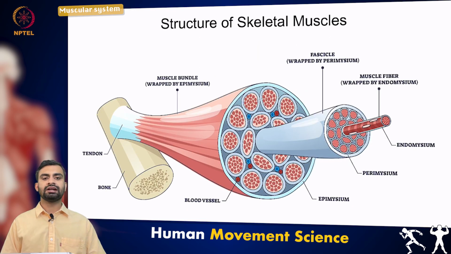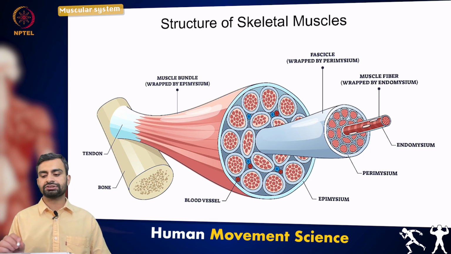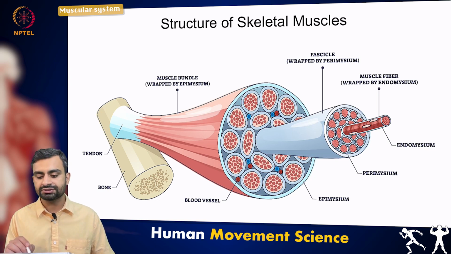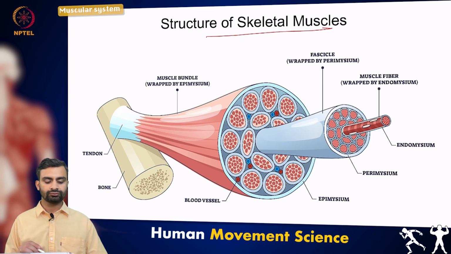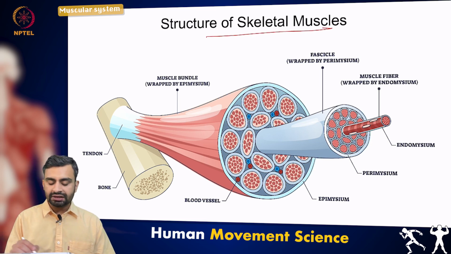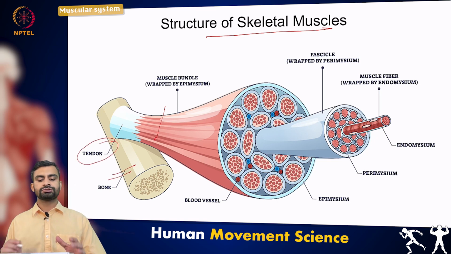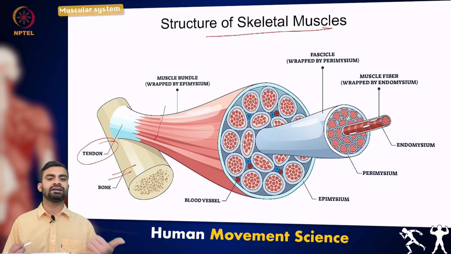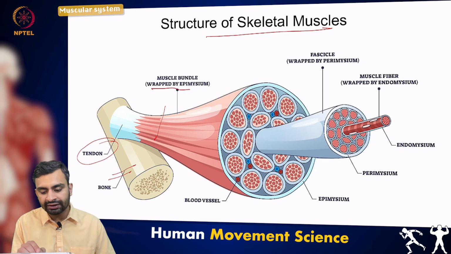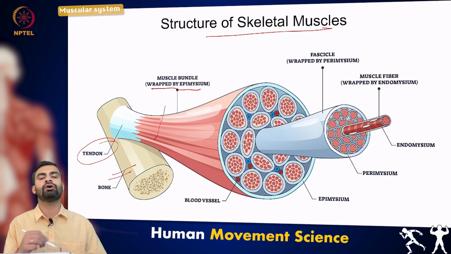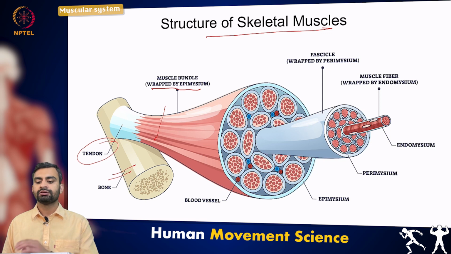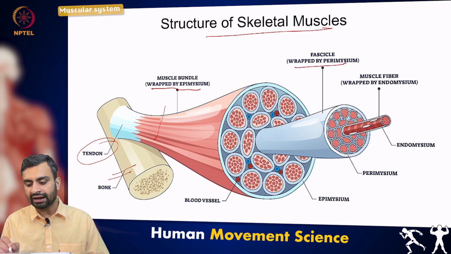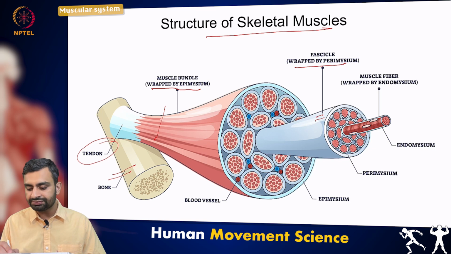So let's now move to understand the structure of skeletal muscles. As we know, muscles are attached to the bone through tendons. The whole muscle bundle which is attached to the bone is wrapped by an external tissue known as epimysium, an external layer or covering, which consists of fascicles which are wrapped in perimysium. These fascicles are made up of muscle fibers.